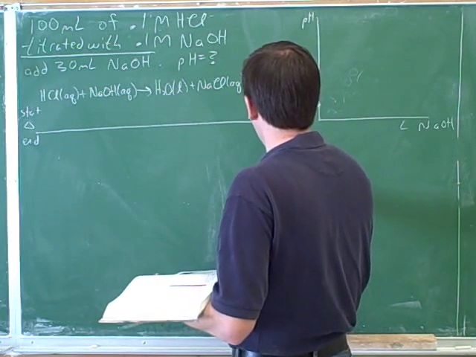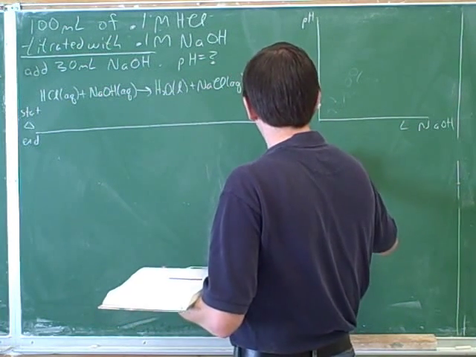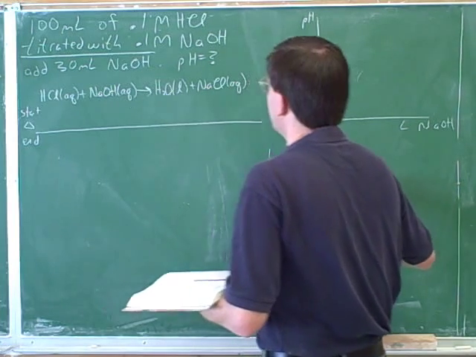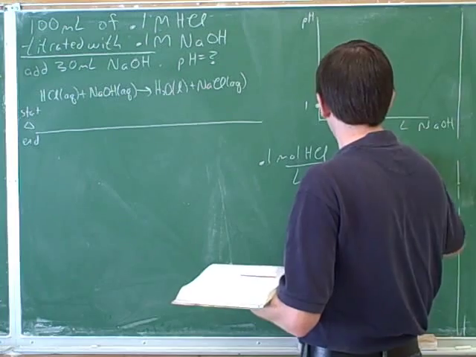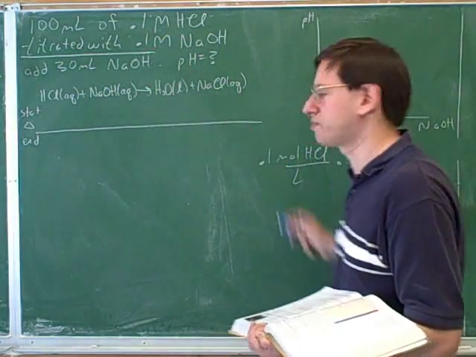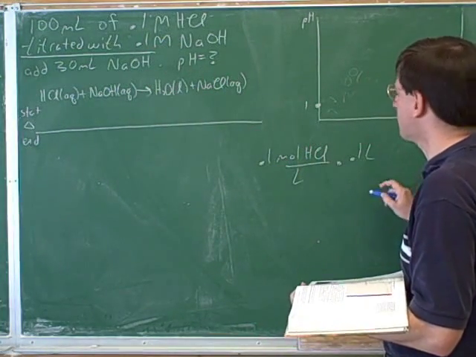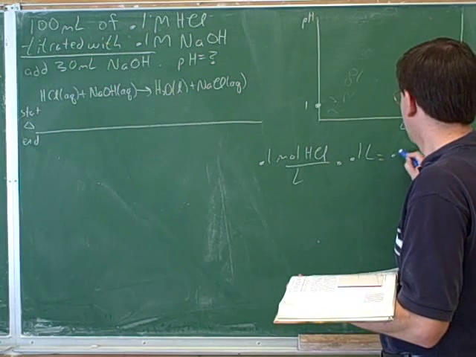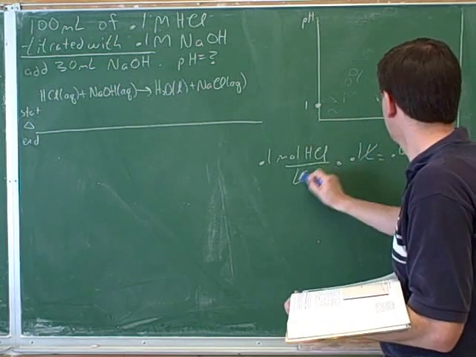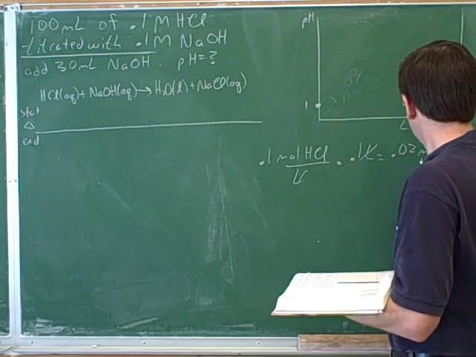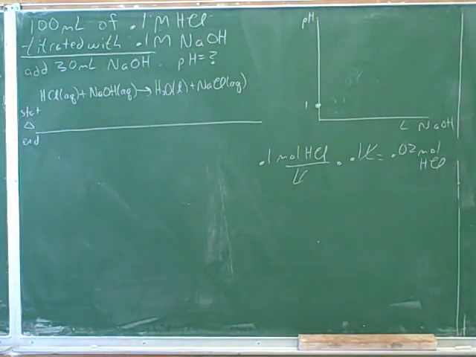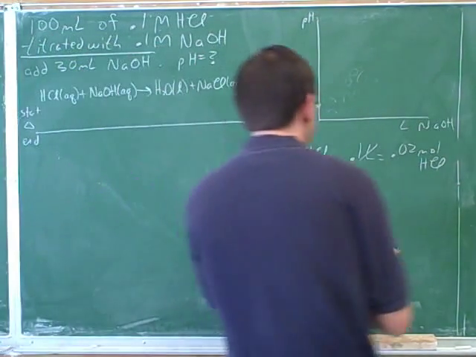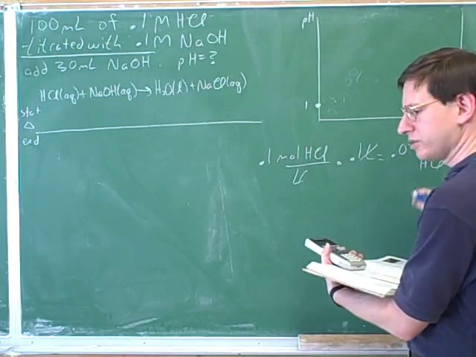Well, we have 0.1 moles of hydrochloric per liter. And how many liters do we have? 0.1 liters. 100 milliliters is 0.1 liters. Am I doing this right? So I'm getting 0.02 moles hydrochloric. All right. Nope, I did that wrong. I should get 0.01 moles.